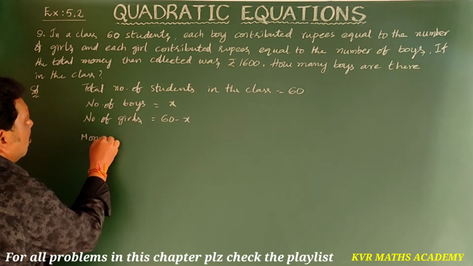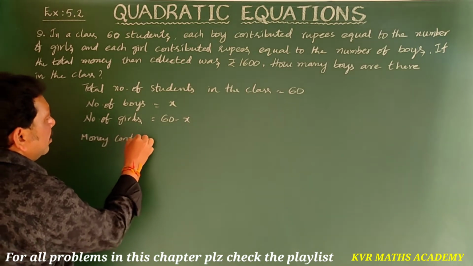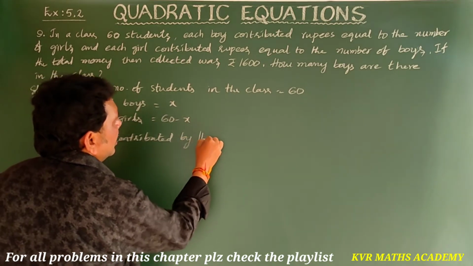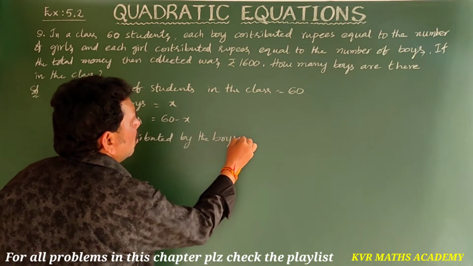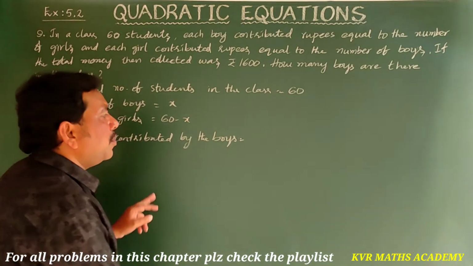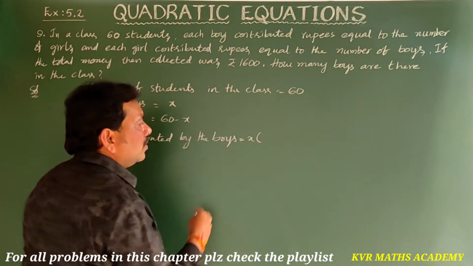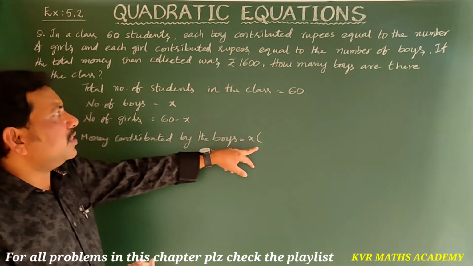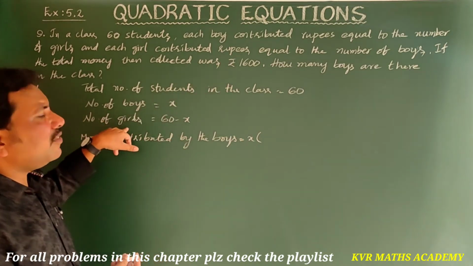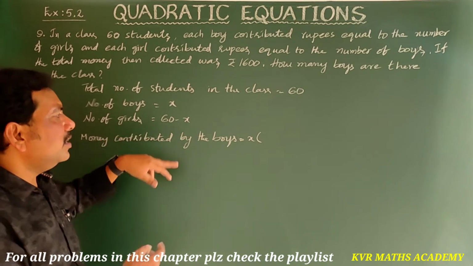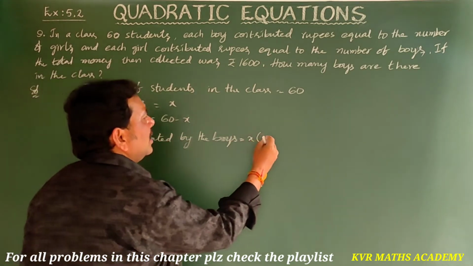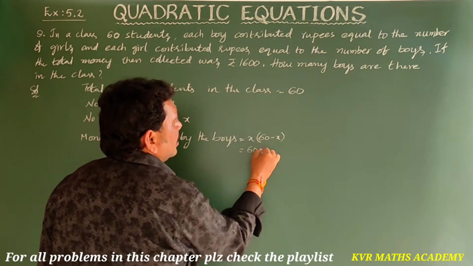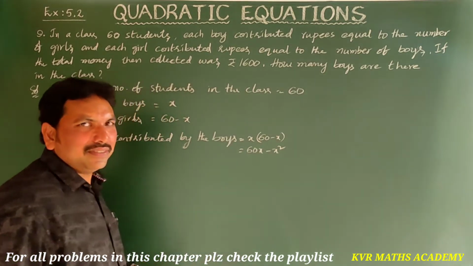Money contributed by the boys is the number of boys, x, into how much money each contributed, which was equal to the number of girls. So x into the number of girls, 60 minus x, that is 60x minus x square.